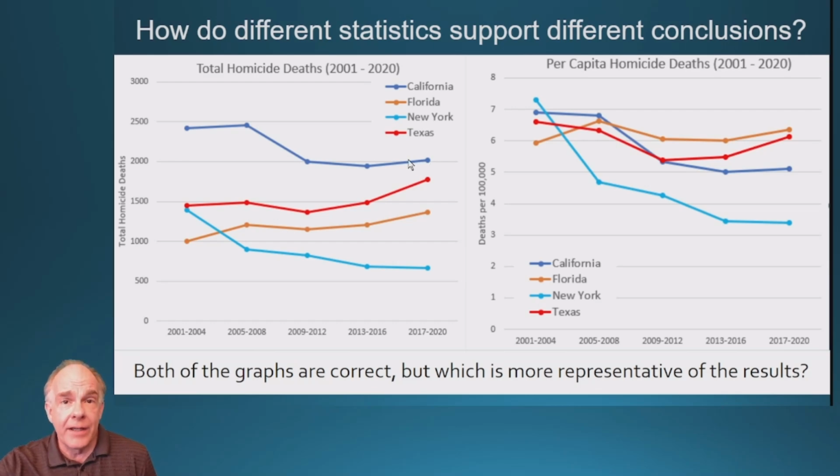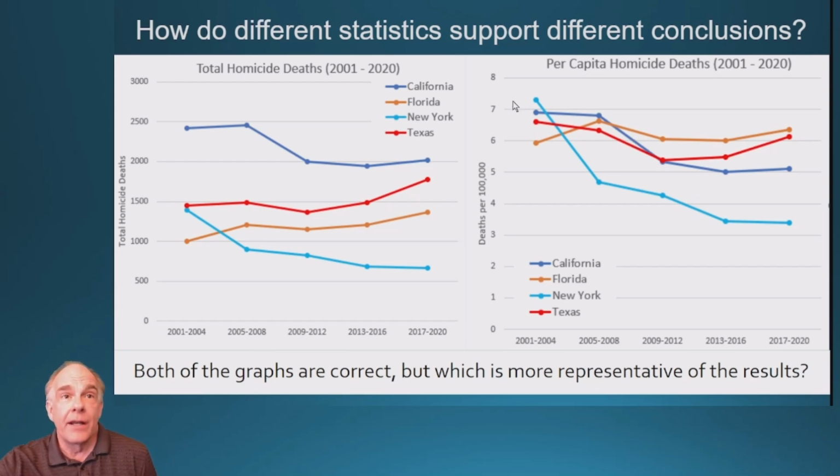However, if we take that number of deaths and divide it by the number of residents, in this case 100,000 residents, what we can see is that California is more in line with what we see with Texas in red and Florida in orange. A little bit of a difference as we go through, but it's not an outlier as we see here with the total homicide deaths. Again, looking at per capita, is this a better way to show it?